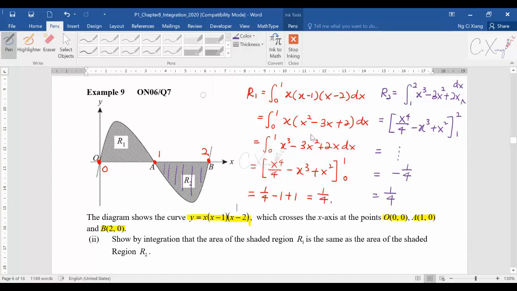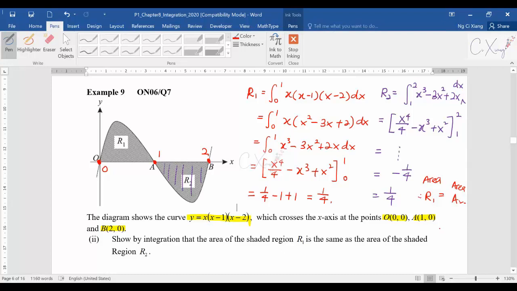Alright, then after that, don't forget to make a simple conclusion. So area R1 is equal to area R2. That's it. So this question itself is not very hard. I just want you to make sure that you show it correctly. Okay, then now we proceed further.